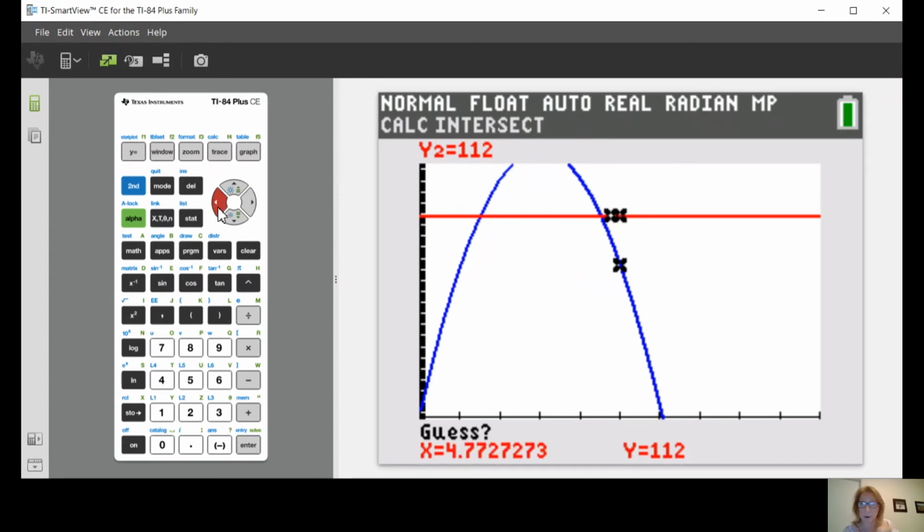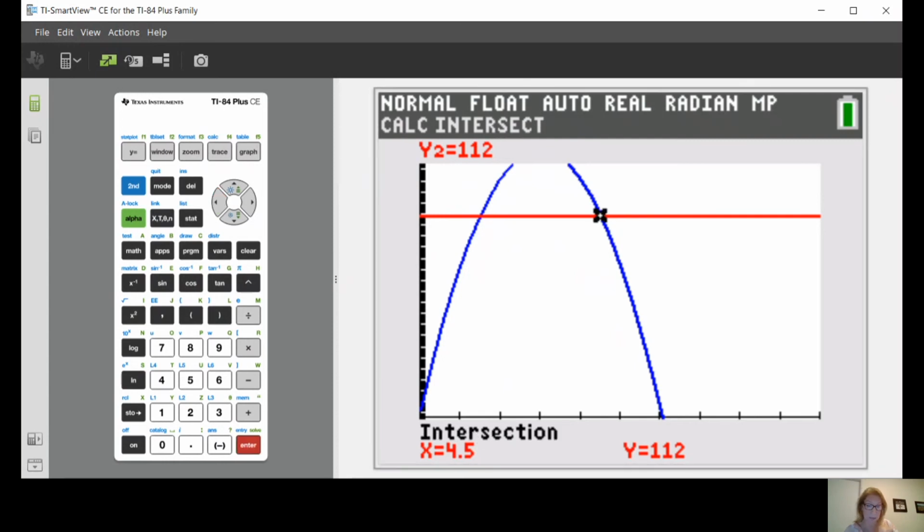So I'll just find this one on the right here first since my cursor is real close there. Now I'm going to hit enter again, and boom, it pops out down here at the bottom. It says x equals 4.5, where those two things intersect. We know, of course, the y is 112 because everything on the red line is 112. But 4.5 is where it's also on the blue line, and that's the height of the function.